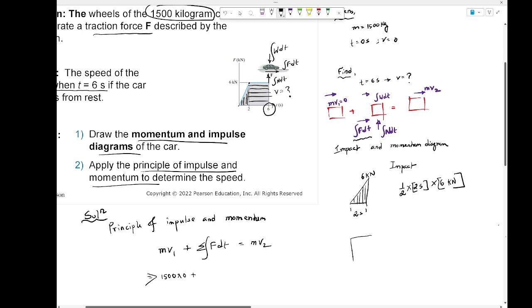And for the second one, okay, the second one is very straightforward. You see, you do have this 2 second here, 6 second here, and this is still 6 kilonewton, right? And this is a rectangle. For a rectangle, impact would be what? The 6 kilonewton multiplied by 6 minus 2, like 4 second, right?